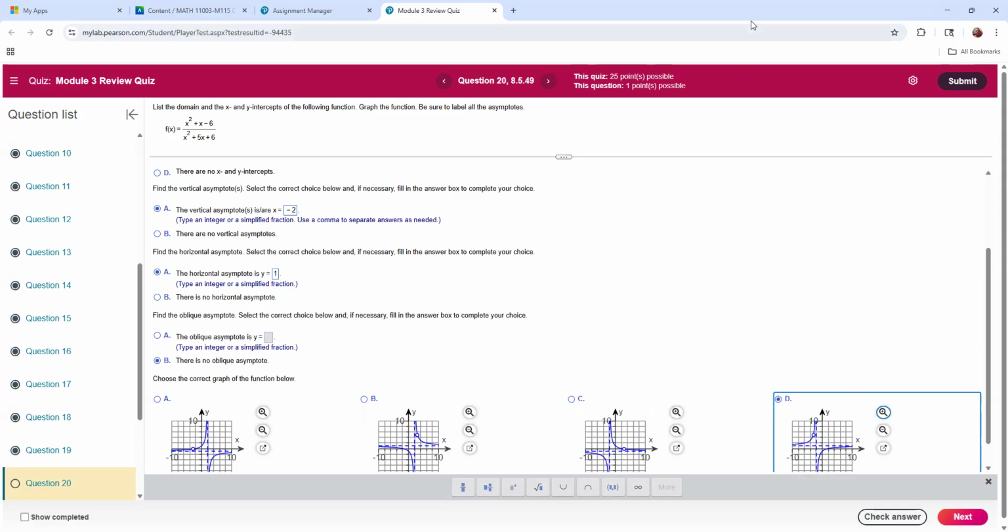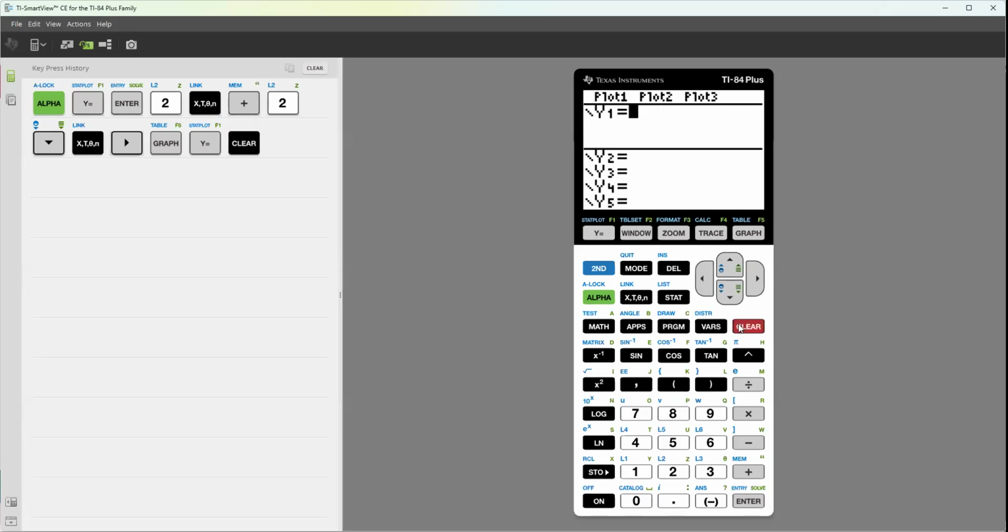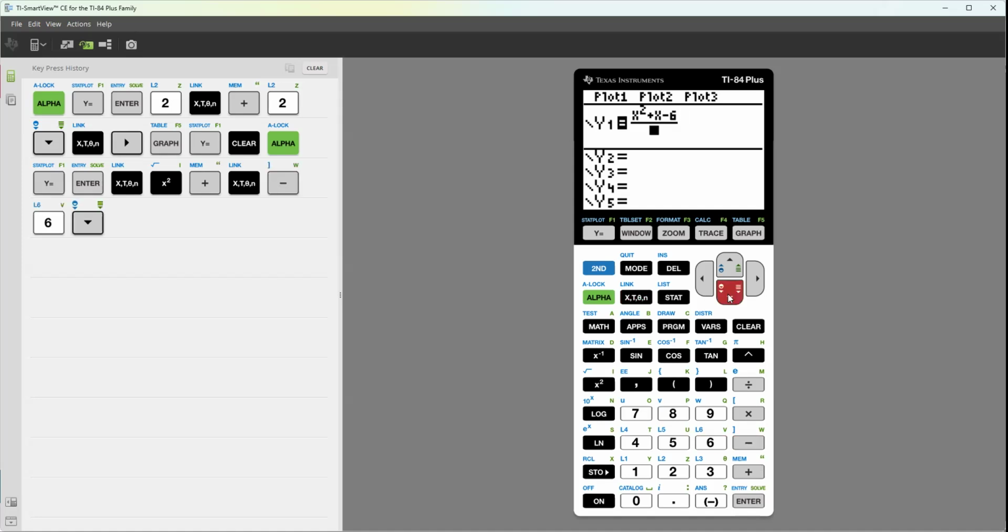All right, y'all. So let's go to the calculator and let me show you how I would graph that. So y equals, clear that off. I want it to look like a fraction, so alpha y equals enter. On top, I had an x squared plus x minus 6. On bottom, I had an x squared plus 5x plus 6. All right, so I'm wanting to see what the graph looks like, so hit graph.